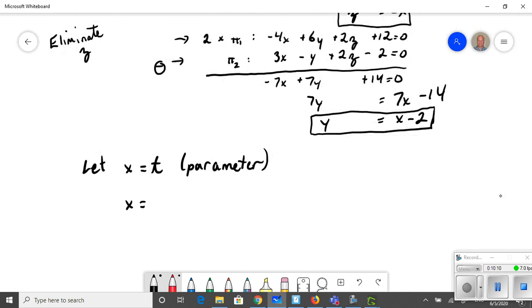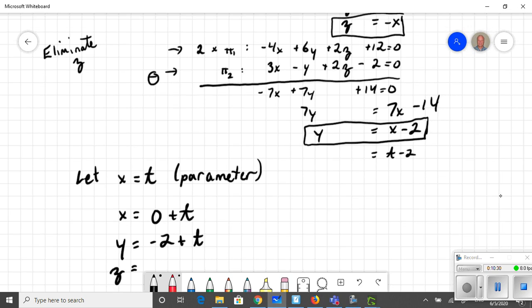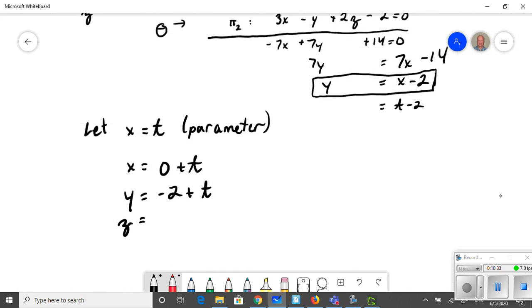I'm going to write x as 0 plus t. I'm going to write y as negative 2 plus t. So I'm going to replace this x with a t in here, and there's going to be a t up here. I'm going to have z equal, and the original was z equals negative x, but I'm going to let it be negative t now. Another way to write that is just 0 minus t. I'm kind of messing this up.